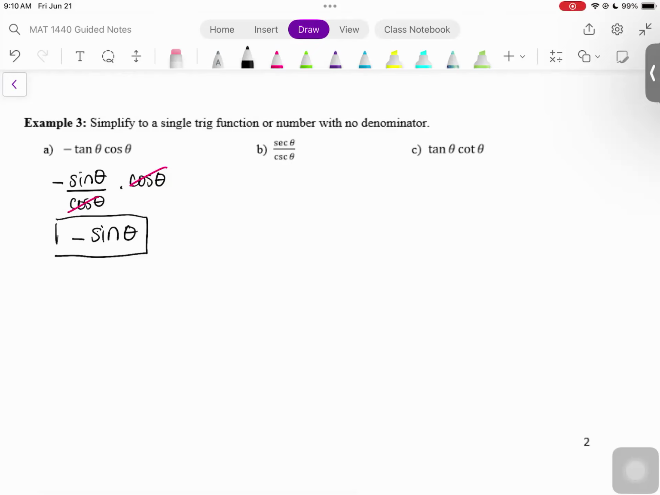Secant theta divided by cosecant of theta. I'm going to take our secant and cosecant functions and rewrite them in terms of sine and cosine. Secant is the reciprocal of cosine, so secant theta is 1 over cosine theta. Divided by cosecant theta, which is the reciprocal of sine theta, so 1 over sine theta.